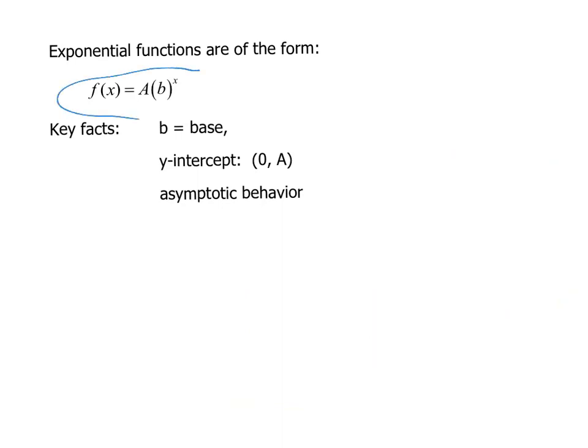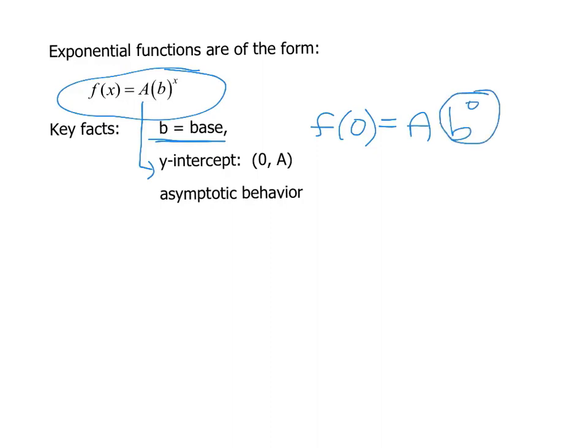Our general type of exponential functions are things that look like this. f of x equals a times b to the x. The b is our base, and the a is our y-intercept, because if you plug in 0 here, f of 0, you're going to have a times b to the 0, and remember b to the 0, that's just 1, so we just end up with a. So our y-intercept is always (0, a) when we have a function of this form.